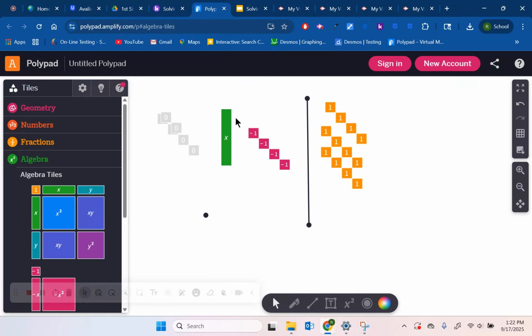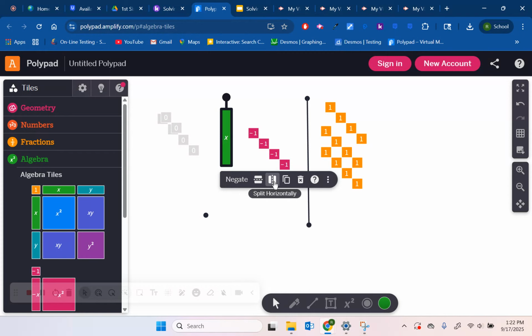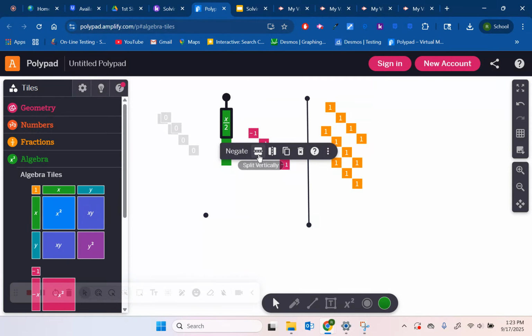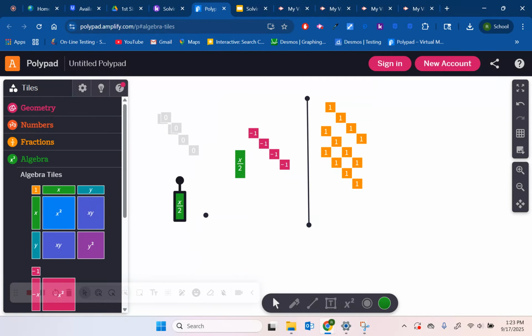Is that what I have over here? Well, I don't have 1/2 x here, so I'm going to say this. And I don't think I'm able to manipulate this guy into halves. Let's find out what happens. Can I split horizontally? Oh, look at that. Merge. Okay, split vertically. No, I don't want that. Merge. This way. It's over. Okay, so all right, so let's do that. Oh my Lord.